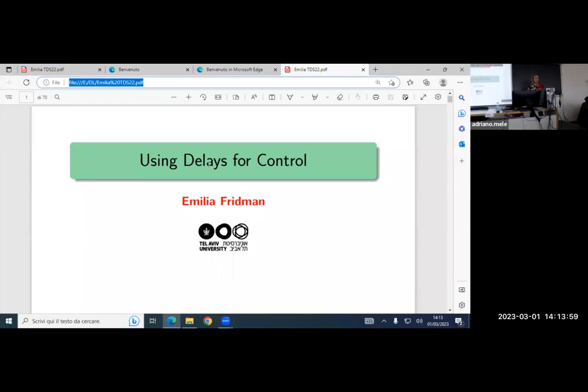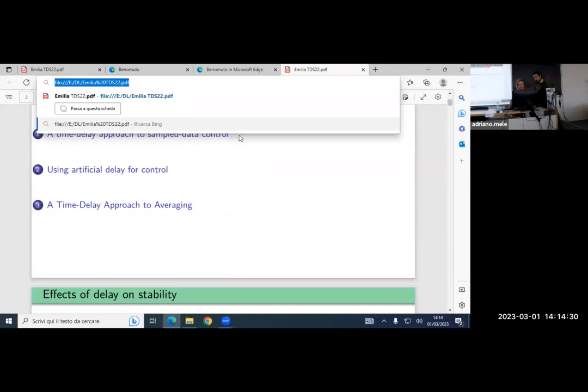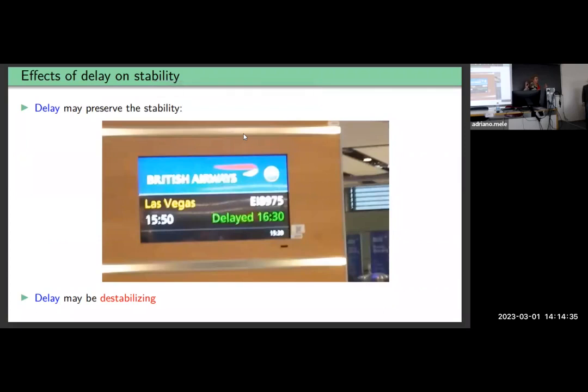Okay, I will start with the effects of delay on stability and performance, and then we will talk about using delays for control, which means that it is something useful, not just something which solves everything. Okay, now I hope everything with the slides starts working.